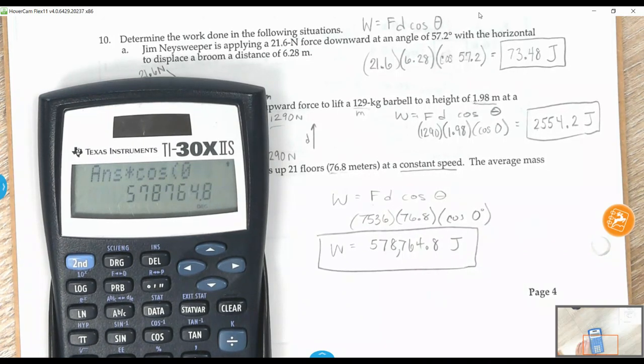So that's essentially what we're going to be looking at, in a sense, tomorrow. Okay.